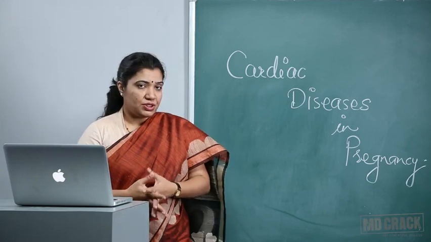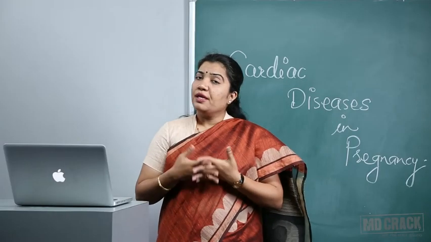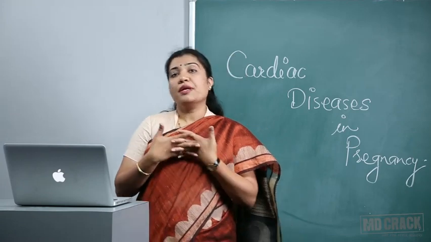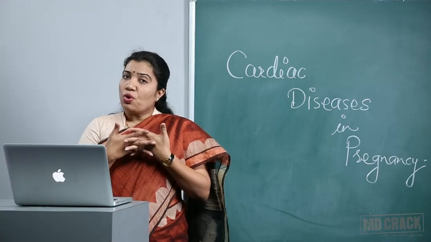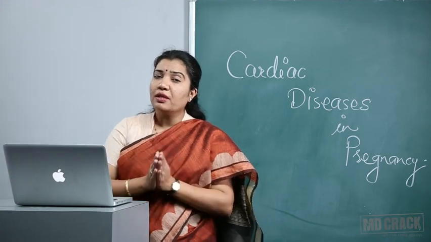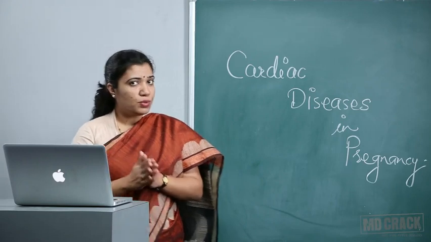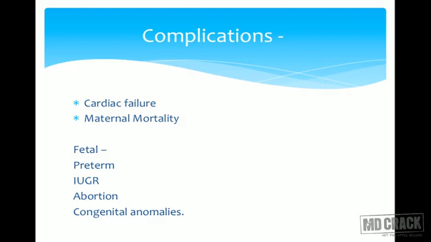Now what are the complications seen? The major maternal complication is cardiac failure, and that may lead to maternal mortality. Then there can be endocarditis, pulmonary edema, and thromboembolism. But the main one is cardiac failure, the main cause of maternal mortality. So a woman who is pregnant may die just because she is pregnant. Fetal complications: there can be preterm deliveries, prematurity being the main one.